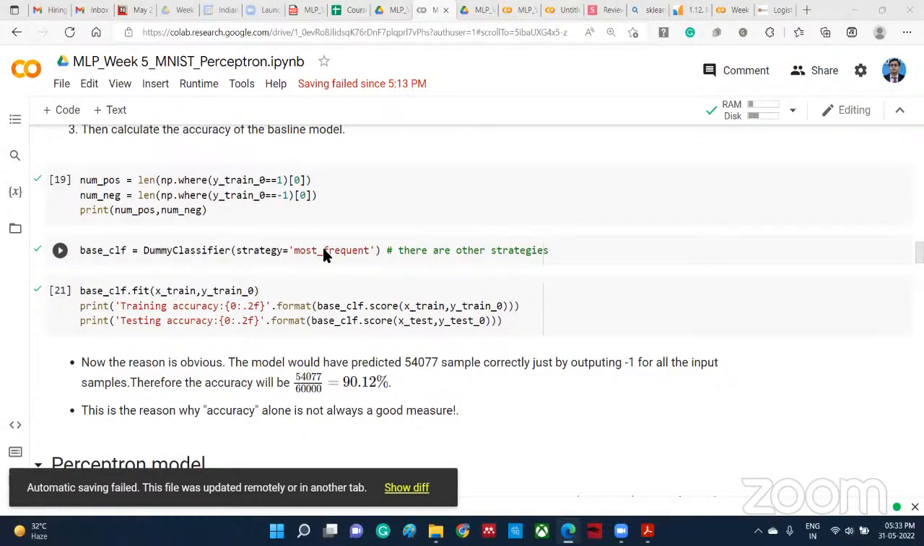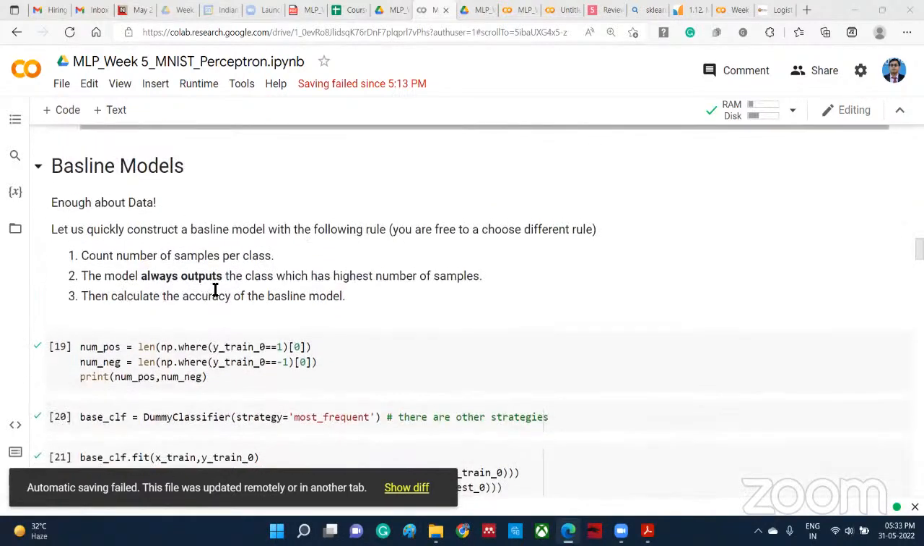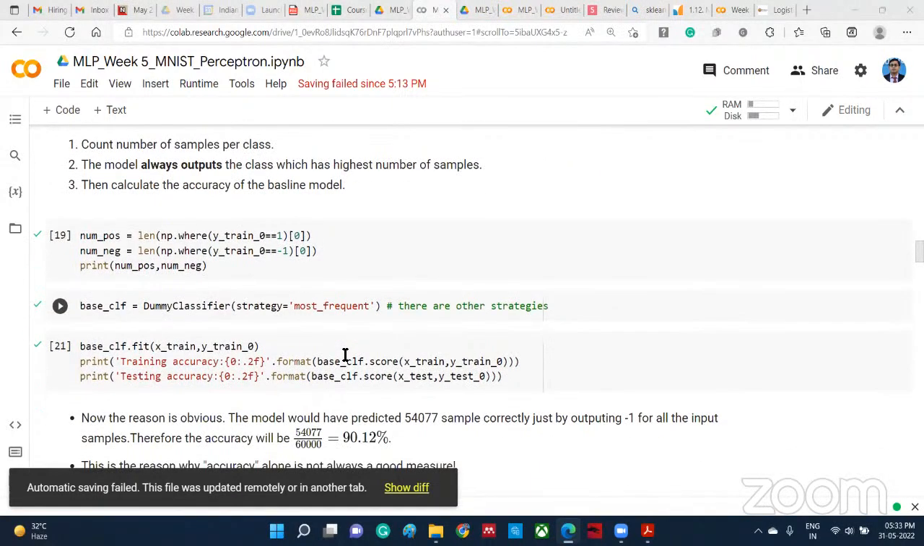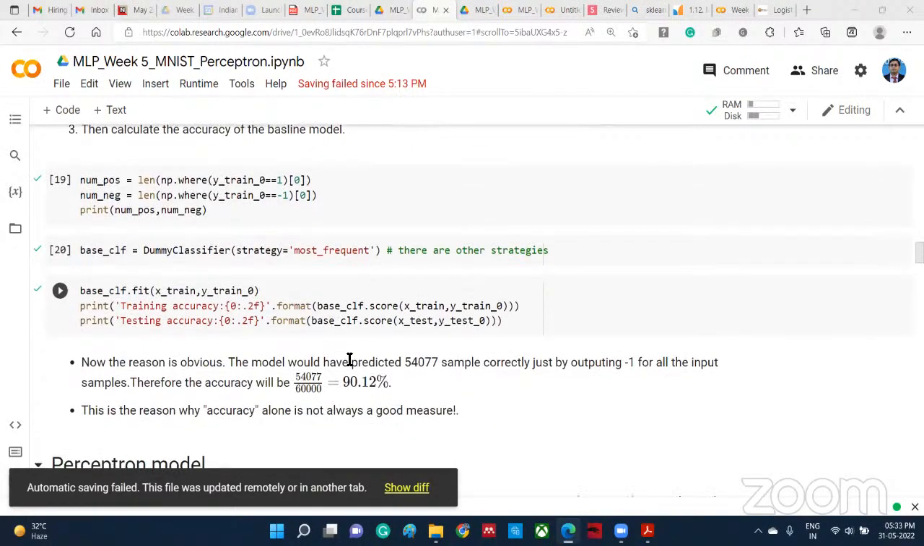And if we plot with the strategy being most frequent, the most frequent value, because we are trying to predict the class, it will output the class which has the highest number of samples, right? So therefore we put the strategy to be most frequent, and then if we calculate the training and testing accuracy, you will see that the model would have predicted 54077 samples correctly, just by outputting -1 for all the input.